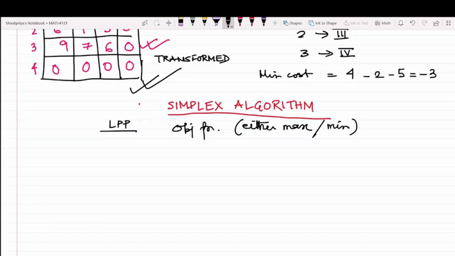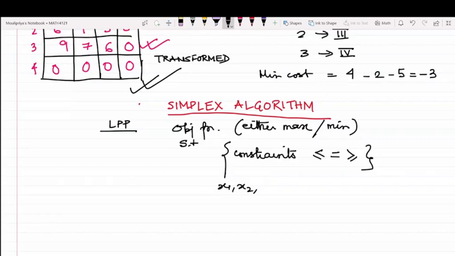What comes next? Subject to, we write down the constraints. The constraints are either less than or equal to type, they may be equal to type, or they may be greater than or equal to type. Then come the variables, which satisfy the non-negativity constraint. Am I right? This is the linear programming problem format that we have been talking about so far. Am I okay with this?